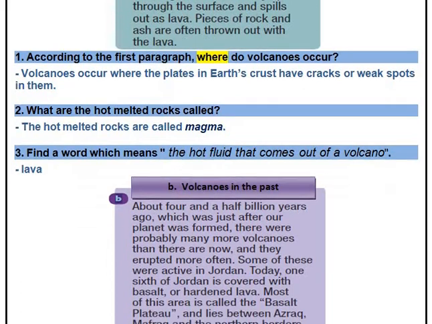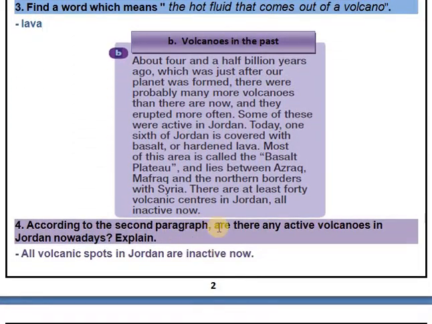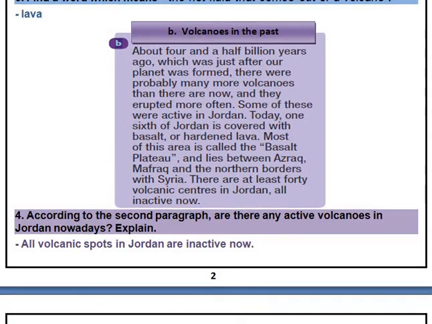Paragraph B. Volcanoes in the past. According to the second paragraph, are there any active volcanoes in Jordan nowadays? هل في عنا إشي active نشط؟ explain وضح ذلك. نحكي all volcanic spots in Jordan are inactive now. So no. التفسير باخده من عند آخر شي عنا بهاي الباراجراف.